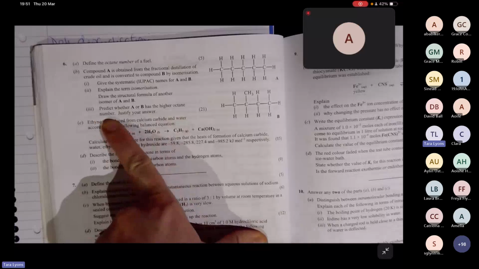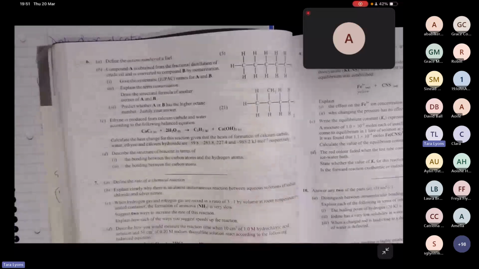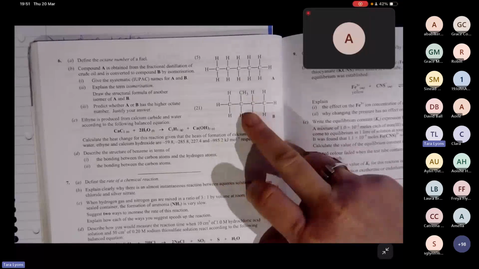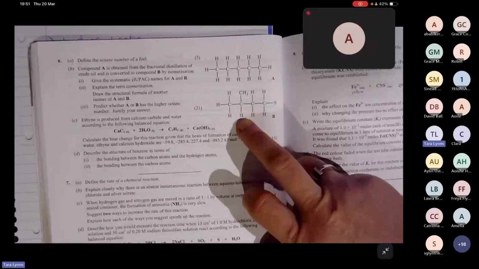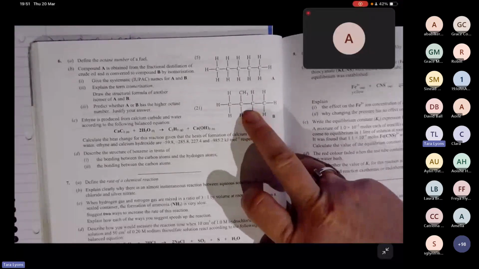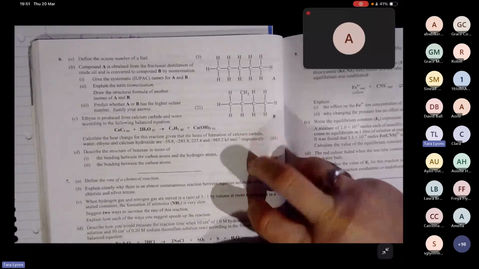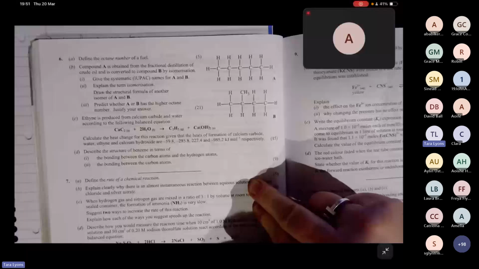They want to know, predict, does A or B have a higher octane number? So which of these would go for the higher octane number? Well, this guy's long and straight. That's generally not good. This guy's shorter with a branch. That would be good. So B has a higher octane number. And when they say justify my answer, it's because it's shorter and it has a branch.